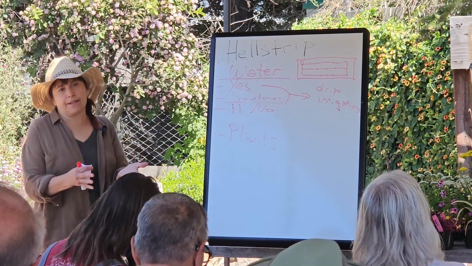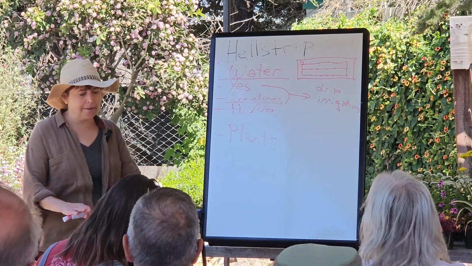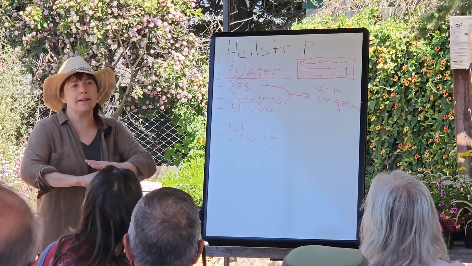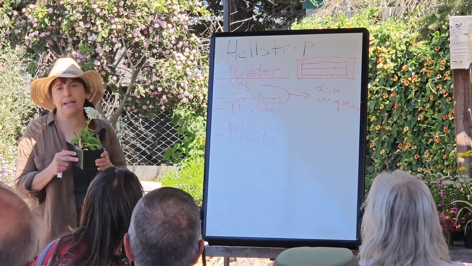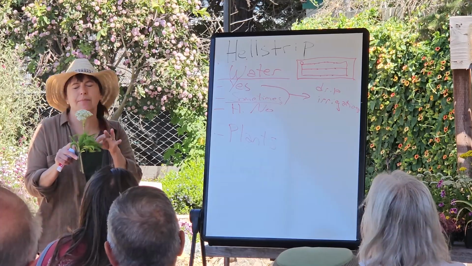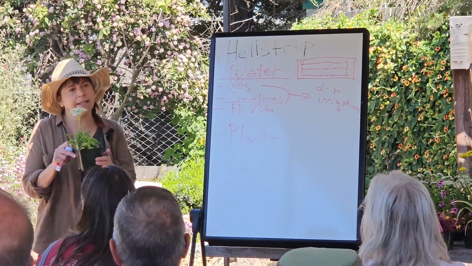So that's a perfect opportunity for sheet mulching. You cut down the weeds as low as you can, and then you put double cardboard, 4 inches of mulch, and then if you're planting 4-inch plants, all you have to do is plant them in. I'm sorry, when I said 4 inches of mulch, I meant 4 inches of compost.